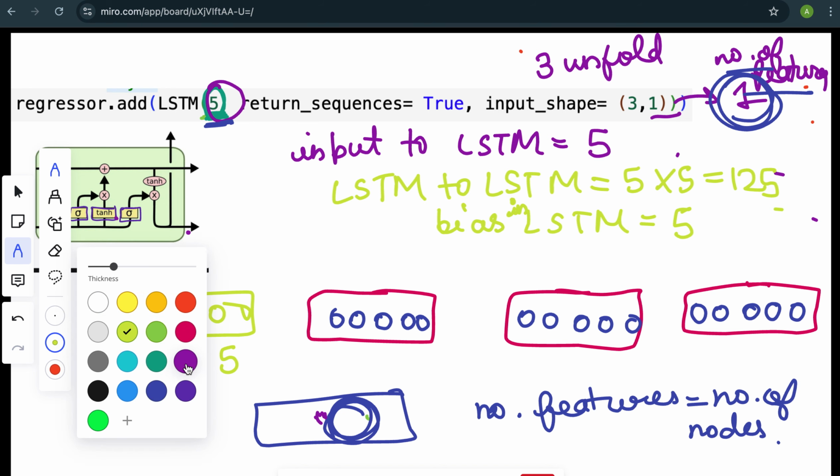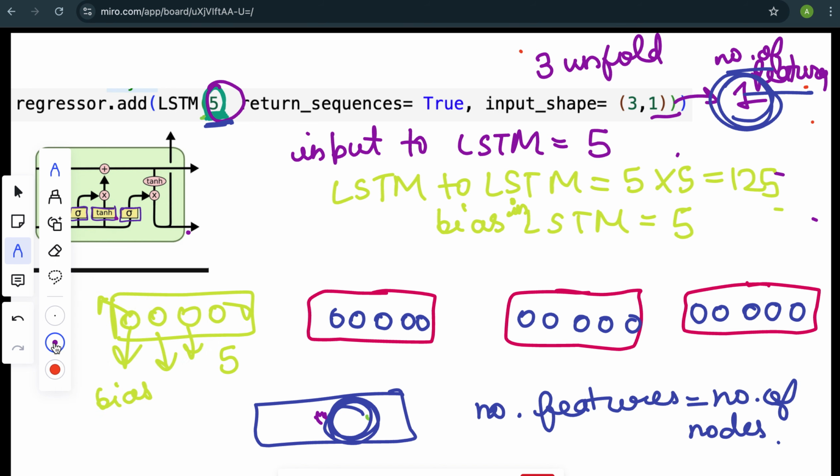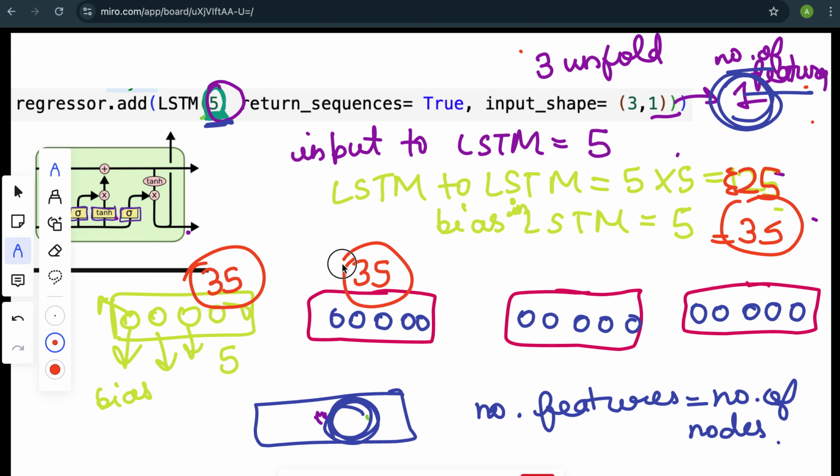Now if we add all of them together, 5 times 5 is 25, my bad. So 25 plus 5 plus 5 is equal to 35. And now here we have 35 weights and biases. Here we'll also have 35 weights and biases. Here as well, and here as well, because they are all the same number of connections.